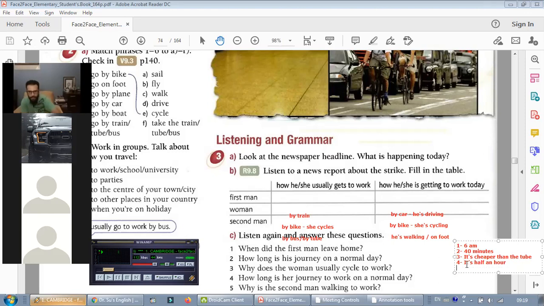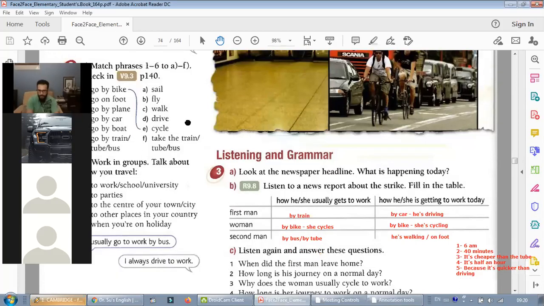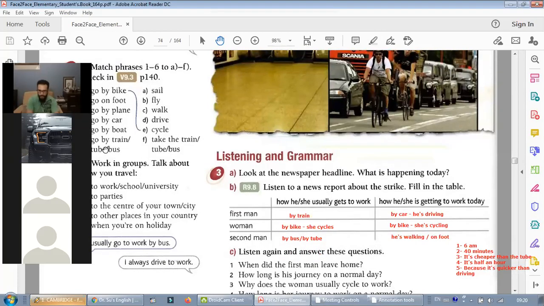And what about number 5? Why is the second man walking to work? What's the reason? Because it's quicker than driving, maybe. Yeah. Okay. Because it's quicker than driving. Okay, now let's check these answers. Let's see if they're correct or not. Let's find out.